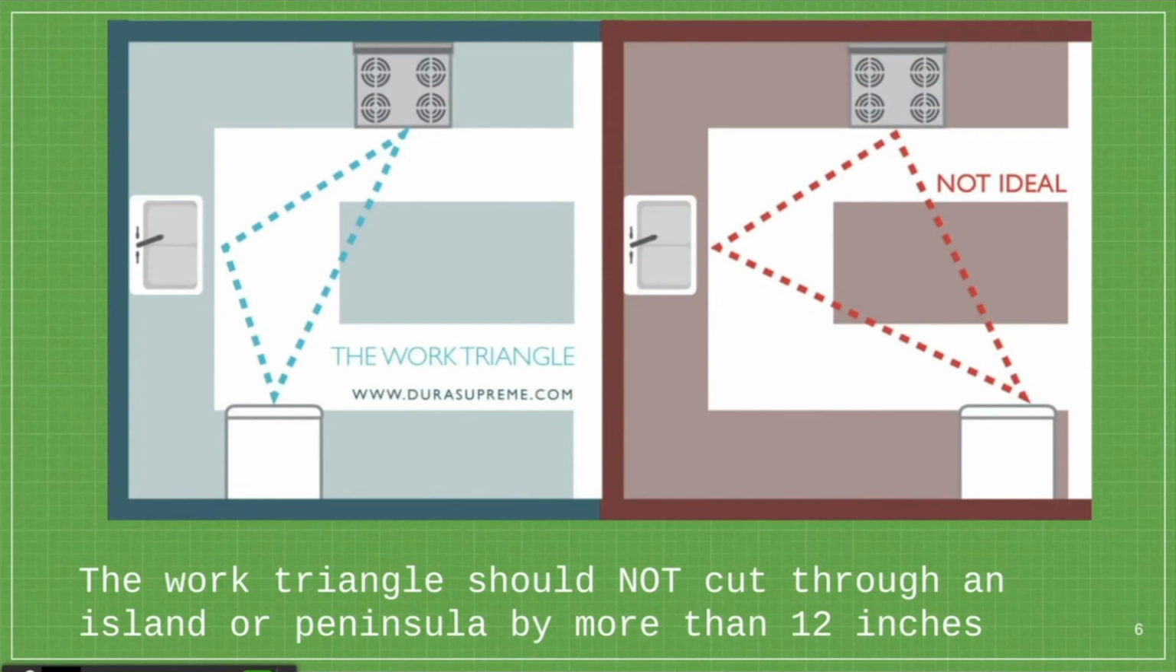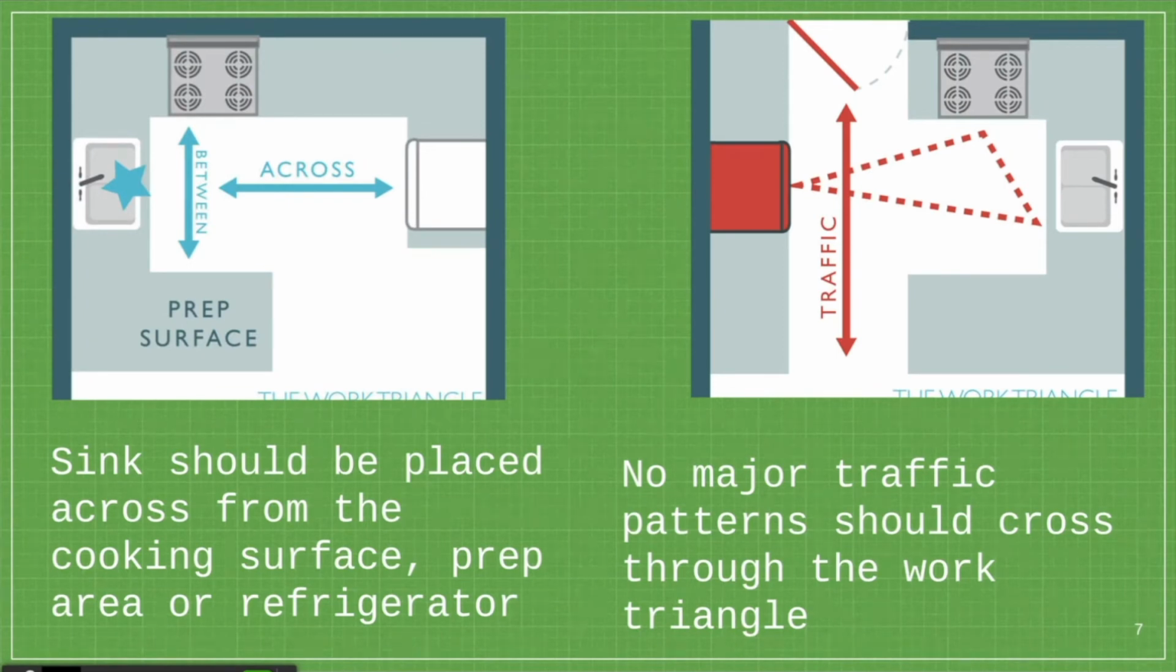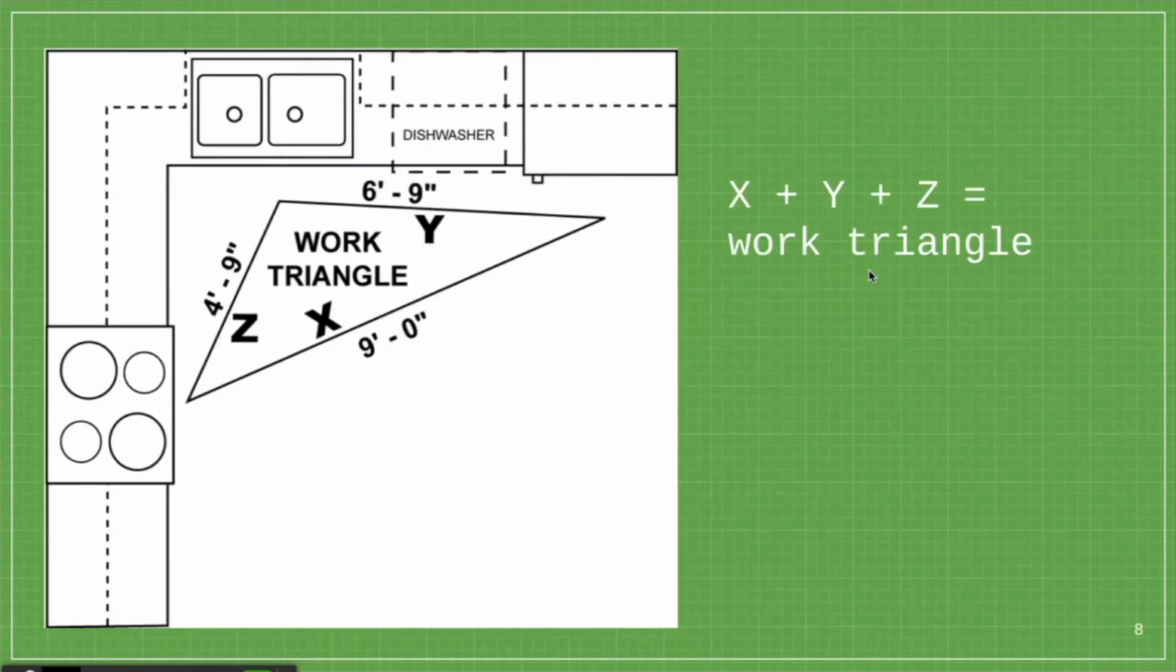A couple things to think about with the work triangle: you don't want it to cut through an island, because you can't walk through there. You'd have to walk around, and that would make your triangle bigger. Your sink should be placed across from the cooking surface, prep area, or refrigerator just to keep it easier to use. And you don't want a major traffic area to walk through the triangle, because it's going to make it harder if someone's cooking. If people are going through this little hallway in the kitchen, it'll just make it harder.